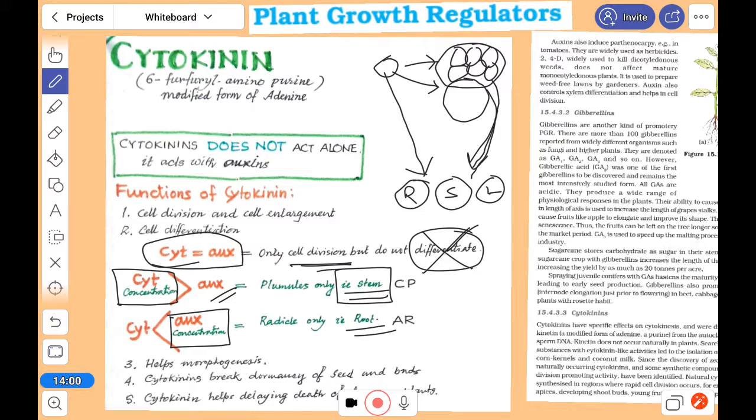Cytokinin breaks the dormancy of seeds and buds. So these are the functions of cytokinin. Okay, today up to this. Next part, we'll discuss other plant growth factors. Thank you.